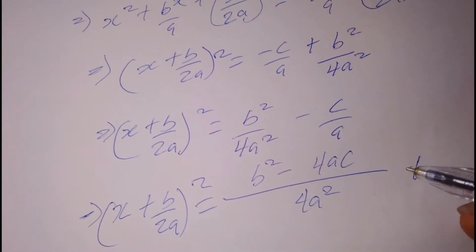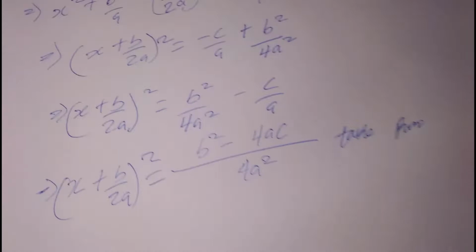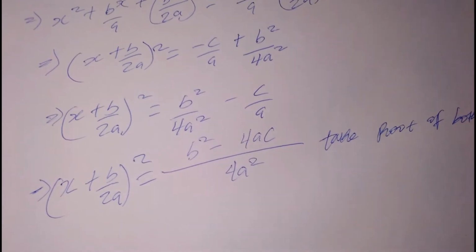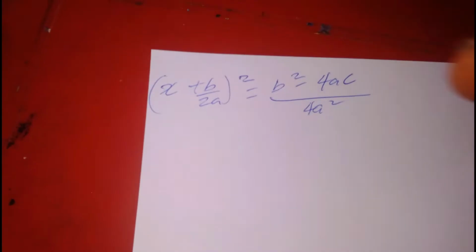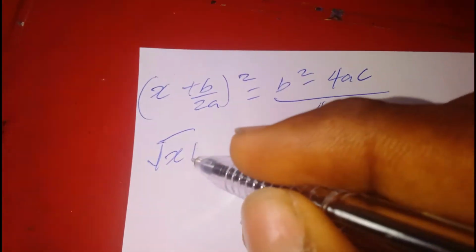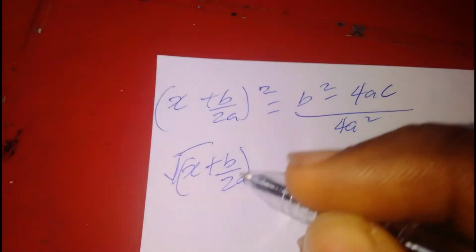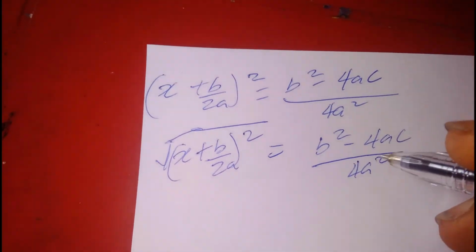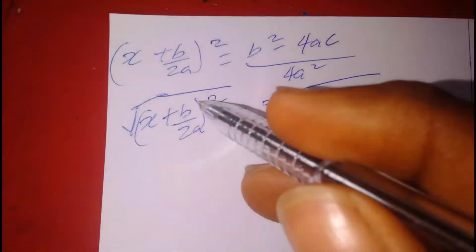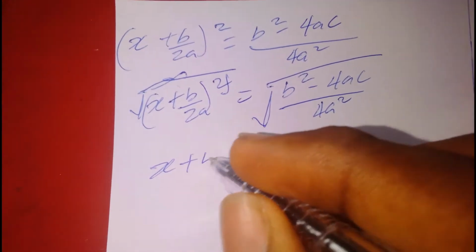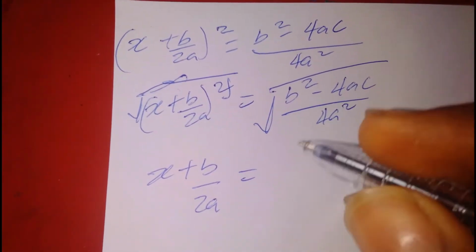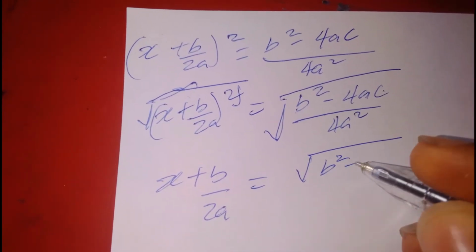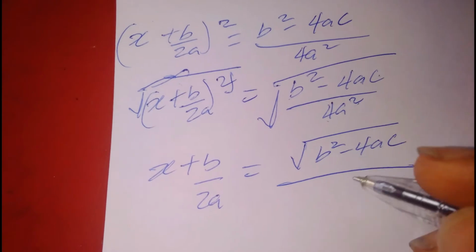Now you're going to take the root of both sides. That will give us root of x plus b over 2a all squared equals root of b squared minus 4ac over 4a squared. Now the root cancels the square. That will give us x plus b over 2a equals root, but it cannot cancel anything in this b squared minus 4ac because they are not raised to any power. Then all over 2a.